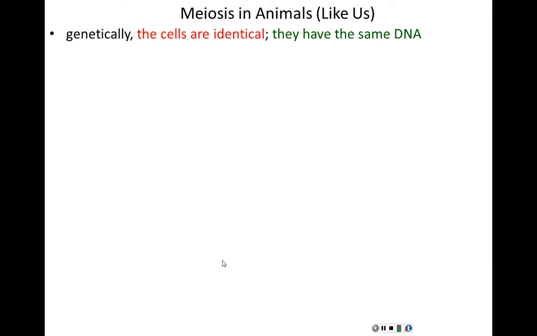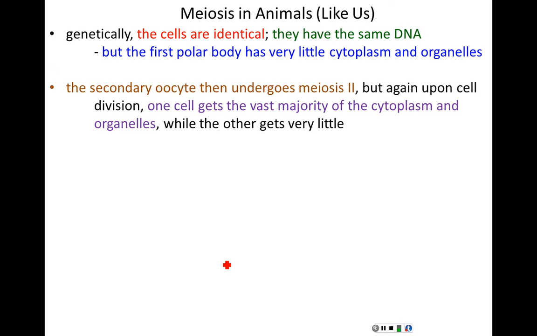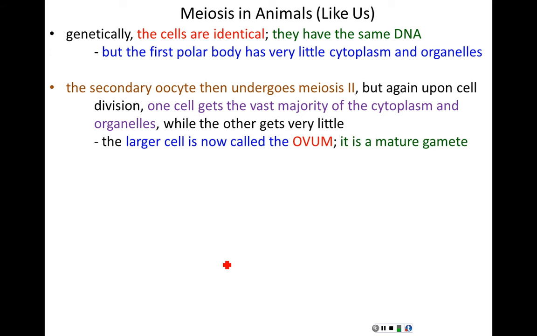Genetically, DNA-wise, the cells are identical. They have the same DNA. But the first polar body has very little cytoplasm, very few organelles, and it's not viable. It'll die. The secondary oocyte then undergoes meiosis II. Here the chromosome number is kept the same, but we have another unequal cell division. One cell gets the vast majority of the cytoplasm, and the other cell gets very, very little.